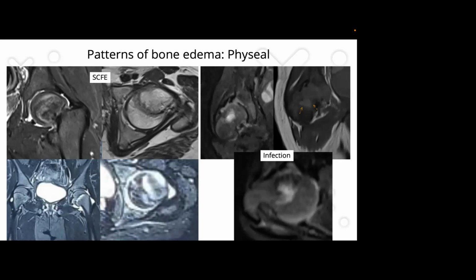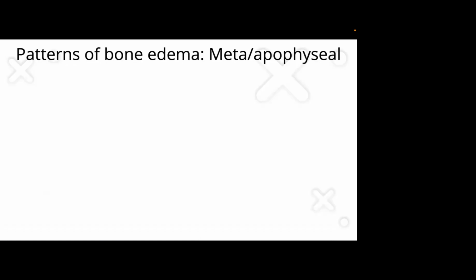When you start to see edema along the physis itself, the other thing you should think about, especially when there's scalloping of bone, is osteomyelitis. So here is an example of someone where you can see bone marrow edema along the epiphysis with this sort of cystic lesion within the bone and adjacent bone marrow edema, and this is osteomyelitis in a young patient.